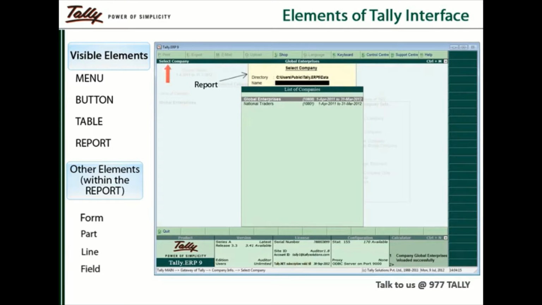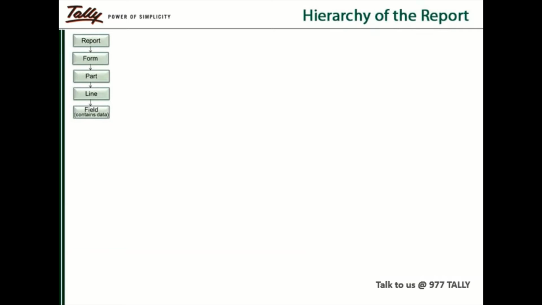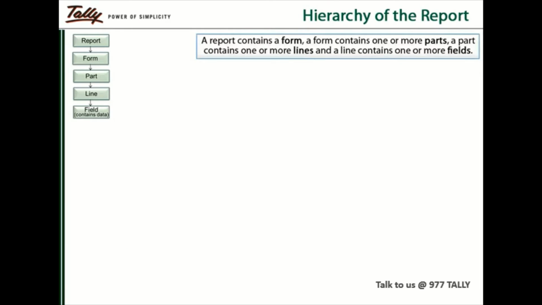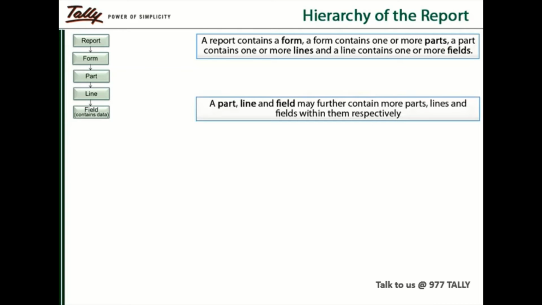The name of the report can be seen in the top left corner. A table gives a list of options to choose from while making an entry. The hierarchy of a report starts from the form and ends in the field, which is the container of data. Let us make use of different colors for a part, line, and field to understand the concept better.